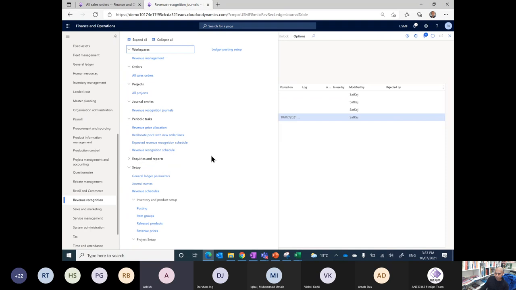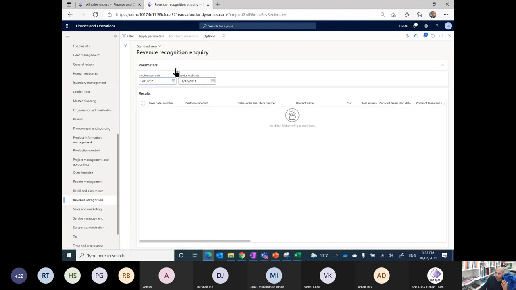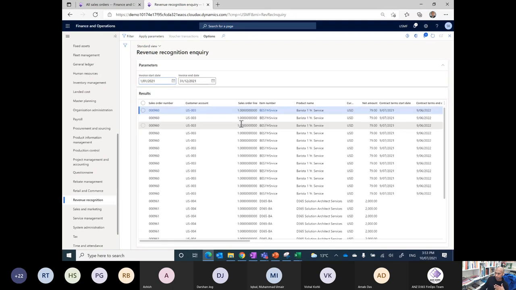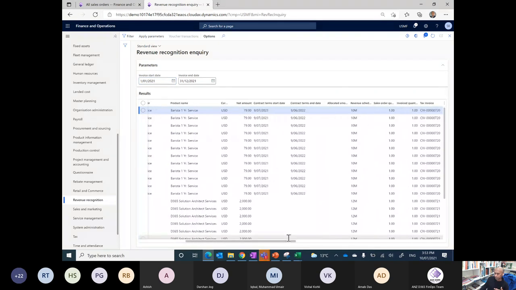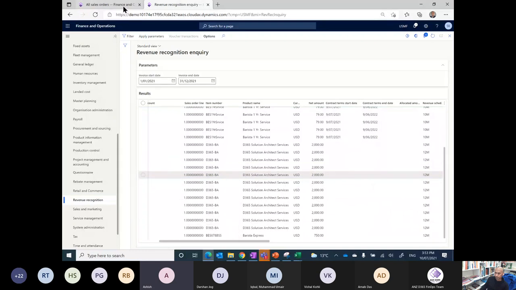Yeah, I just covered that, Ashish. There is an inquiry screen, the revenue recognition inquiry, from which you can build a report. It shows you all the amortization which is booked or recognized so far, or which is futuristic as well. Oh, okay. Everything is here. Perfect. Thank you.